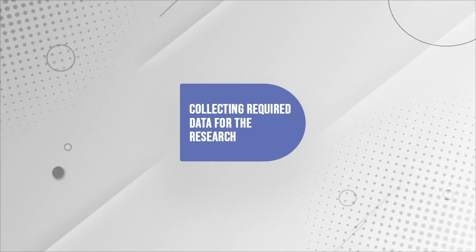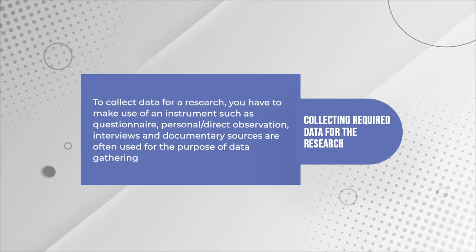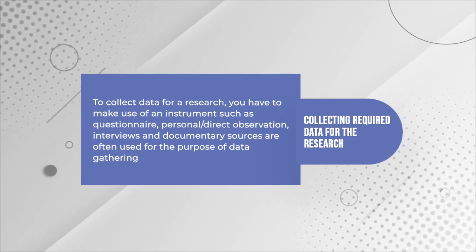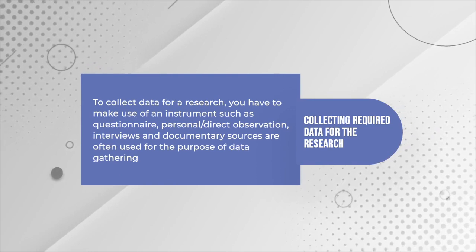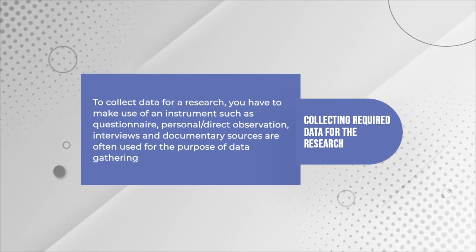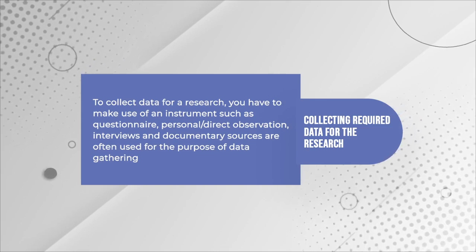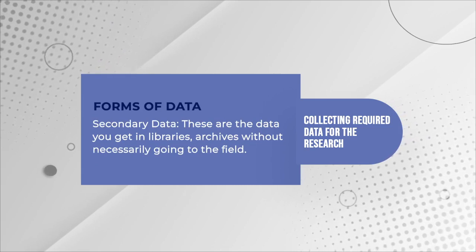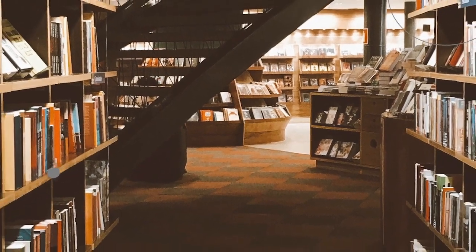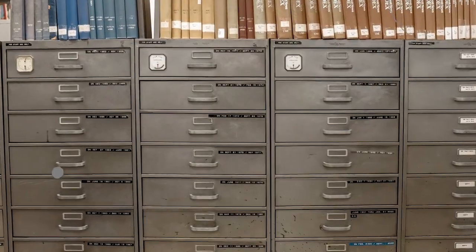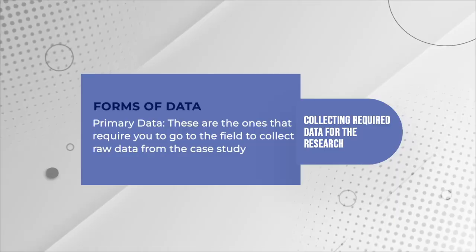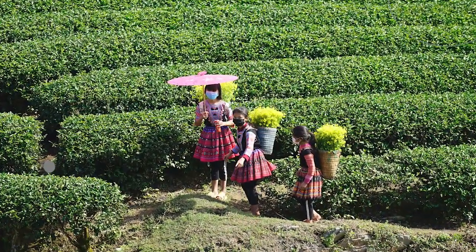But in order to brief it here, if you want to collect a data for your research, the very first thing is that you have to make use of what we call instruments, either your questionnaires, your direct observation, your interviews, or even all other documentary sources. And you are going to get 2 to 3 forms of data. Firstly, you will get the secondary data, which are the data that you get in libraries, in archives, without necessarily going to the field. And the second kind of data is the primary data, the one you have to be involved in collecting the raw data from the community or from the case study.